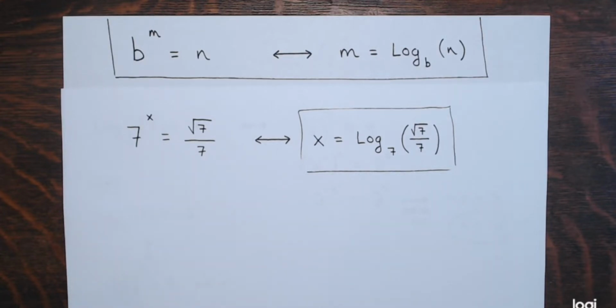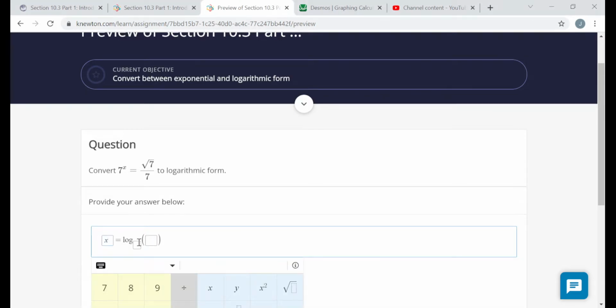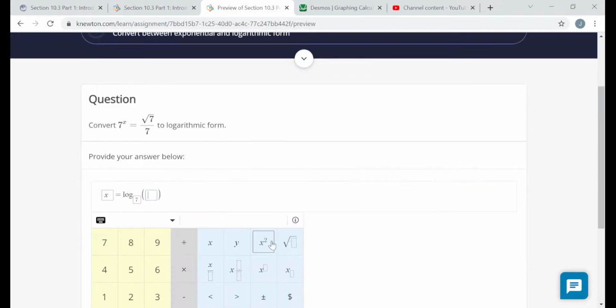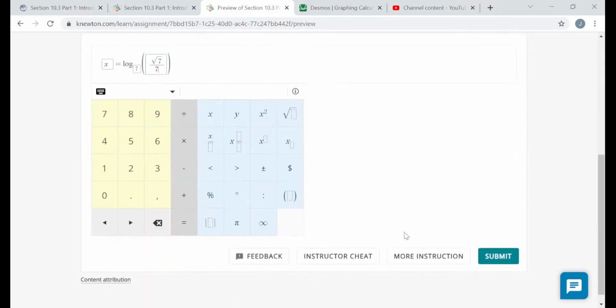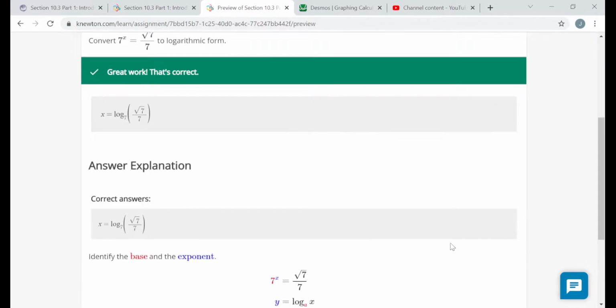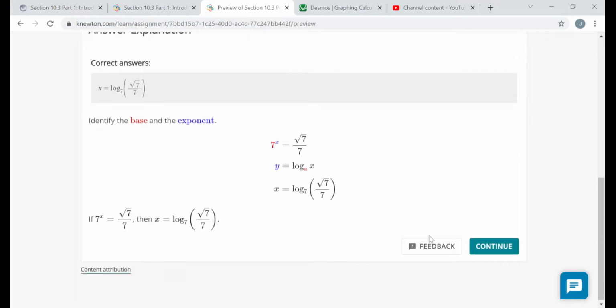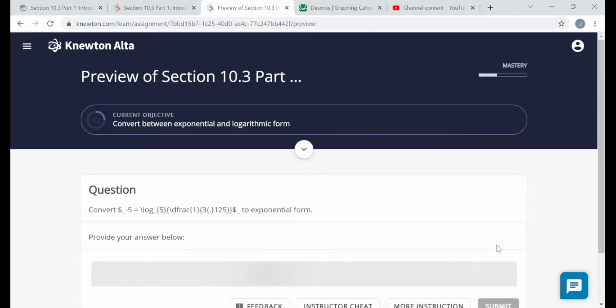Right, so back in the assignment, on the left side I had x equals the log, the base on the log is 7, and then the expression inside is that number on the other side, the square root of 7 divided by 7. And that should be enough. That's all they're asking us to do. Once again, read through the answer explanations, pay attention. Alright, next question.